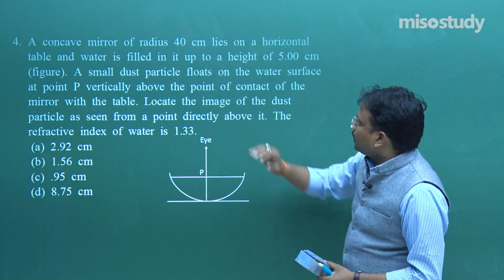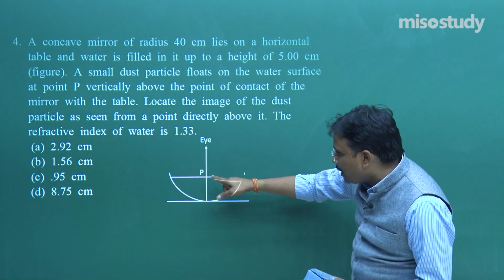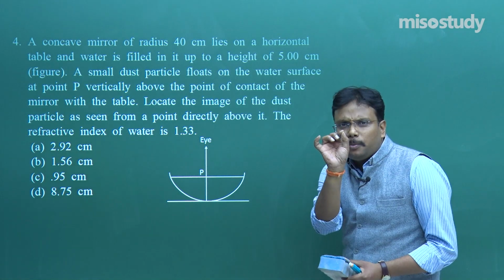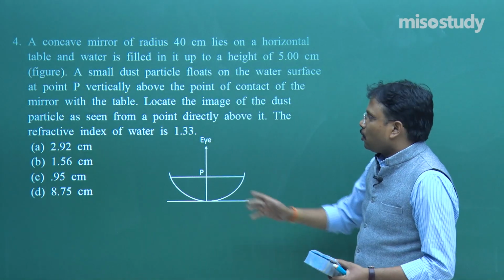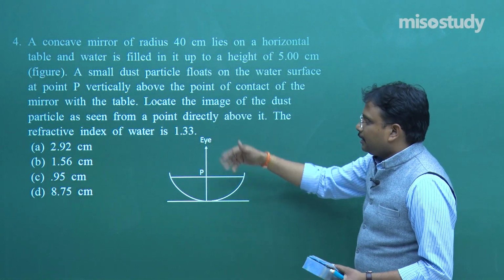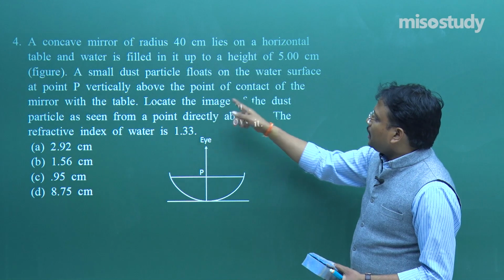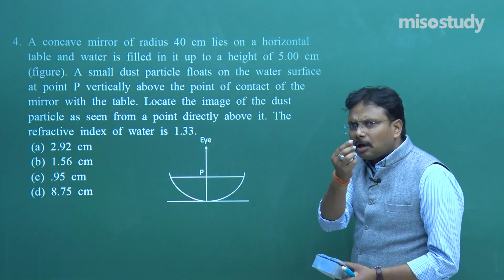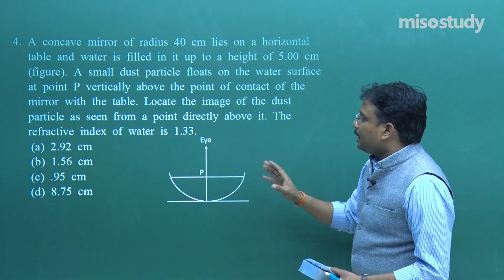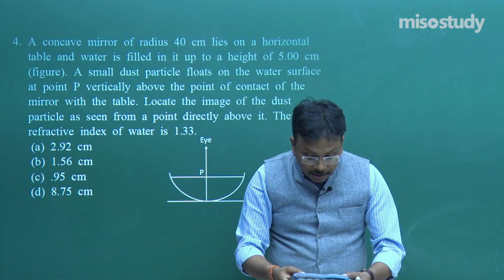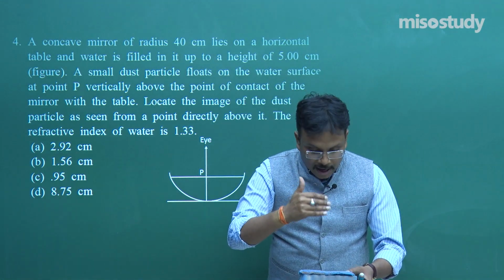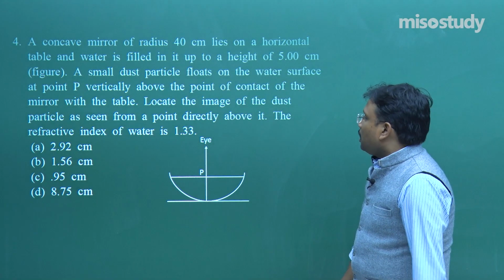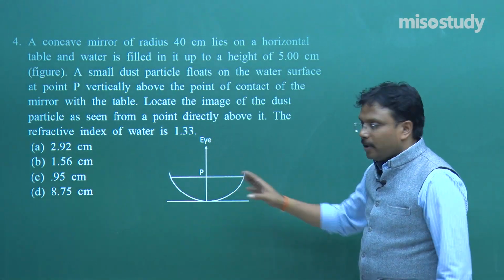A small dust particle floats on the water surface at point P. Actually, this point P is nothing but a small dust particle, or you can say a thermocol piece, something like that, floating over here, because a coin can't float. Here the concept is slightly changed from that point of view. Vertically above the point of contact of the mirror with the table, locate the image of the dust or thermocol particle as seen from a point directly above it. Again, this way I am watching. So where I will be able to find the image, that is something which I will have to decide. The refractive index of the water is 1.33.